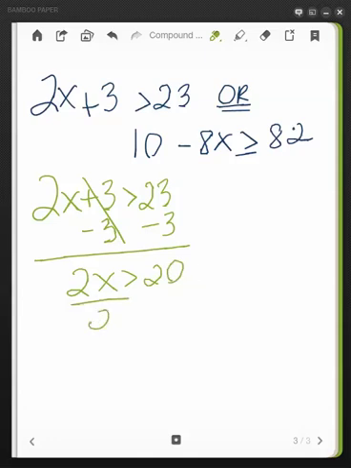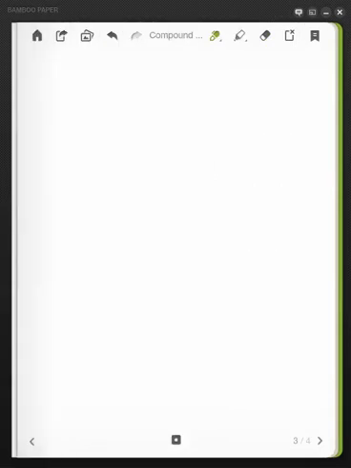And then our division second. All right, pretty easy and pretty straightforward. So x is going to be greater than 10. So I'm going to go on to another page to look at the next part. So we knew that x is greater than 10.